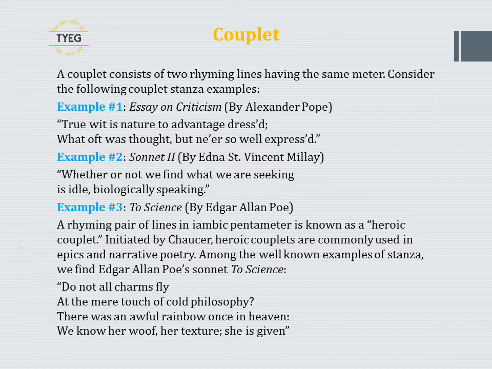A rhyming pair of lines in iambic pentameter is known as a heroic couplet. Initiated by Chaucer, heroic couplets are commonly used in epics and narrative poetry. Among the well-known examples of stanza, we find Edgar Allan Poe's sonnet To Science. Do not all charms fly at the mere touch of cold philosophy? There was an awful rainbow once in heaven, we know her woof, her texture, she is given.